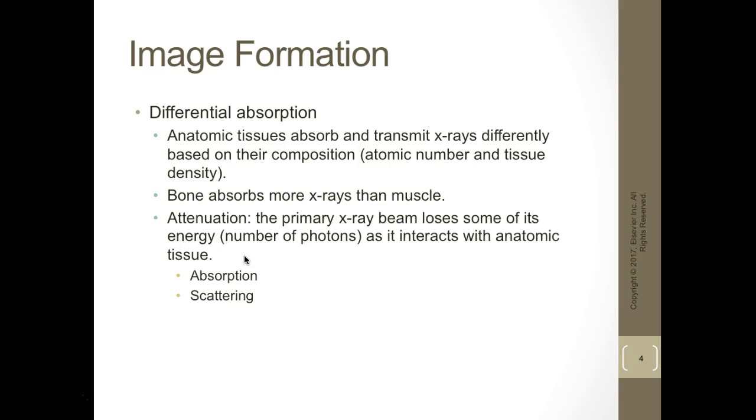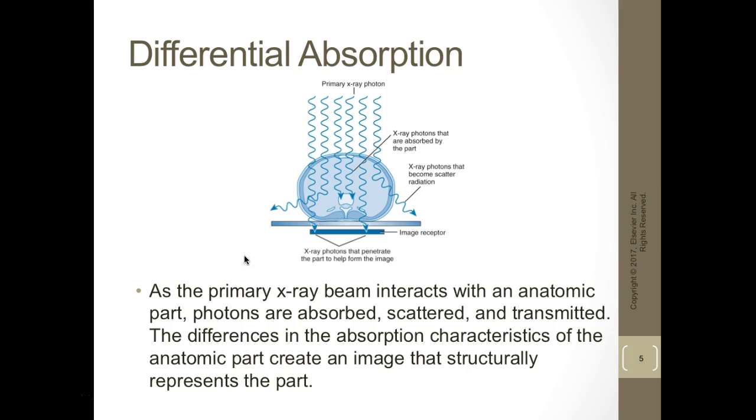Attenuation is when the primary beam loses some of its energy, so a number of the photons, as it interacts with anatomical tissue. So when it does that, if there's any kind of attenuation, what we're looking at is absorption and we're looking at scatter. As the primary X-ray beam interacts with the anatomical part, photons are absorbed, they're scattered, or they're transmitted. So it's the three things that can happen. They can be absorbed, scattered, or transmitted. The difference in the absorption characteristics of the anatomical part creates an image that structurally represents the part.